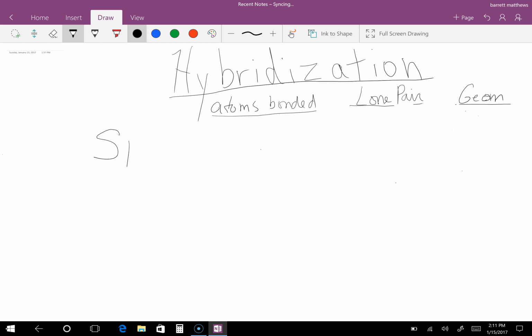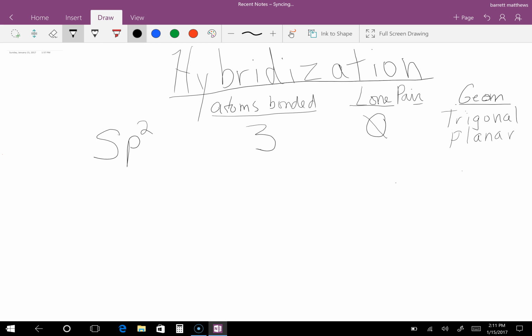Next, let's look at sp2 hybridization. Notice there are 3 orbitals here, so I could have 3 atoms bonded. I could have 0 lone pairs, and this would produce a geometry that is trigonal planar. I could also have a combination in which I had 2 atoms bonded and 1 lone pair.